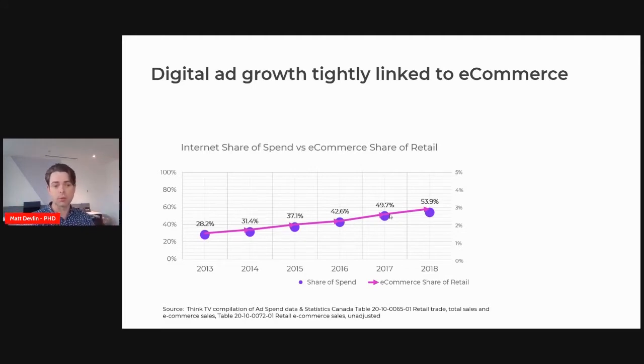digital advertising's growth. What she pointed out was the digital share of advertising in the UK was very much correlated to e-commerce's share of retail. The lines sit pretty much on top of each other. And that's what you're seeing in this graph here. This is Canadian data. The trend holds true for the US as well.